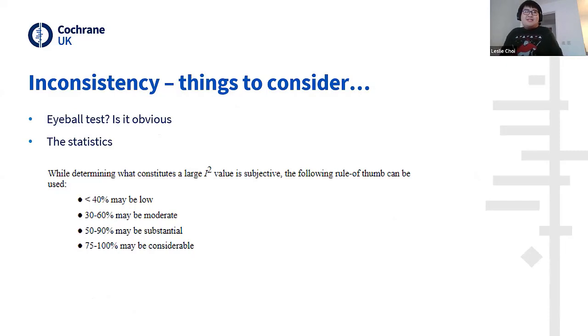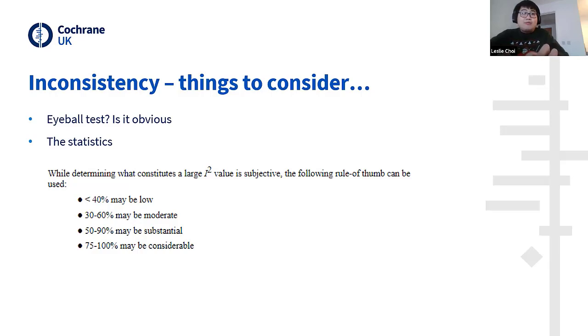So on to the second domain, inconsistency. So things to consider for inconsistency, something that we normally like to call the eyeball test, and that's simply looking at your forest plot and seeing, well, is it obvious that there's just massive variability in the data? And then you might be questioning from that, should you be conducting the meta-analysis at all from this? And then we come to the statistics, which at the moment is normally derived from the I-squared value.